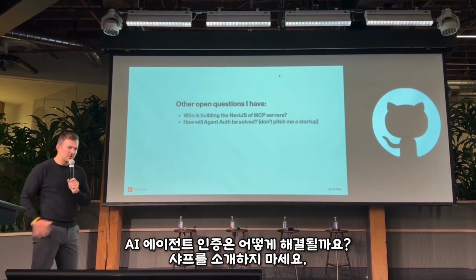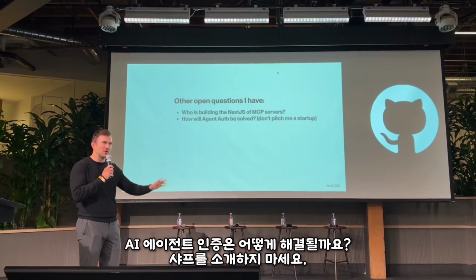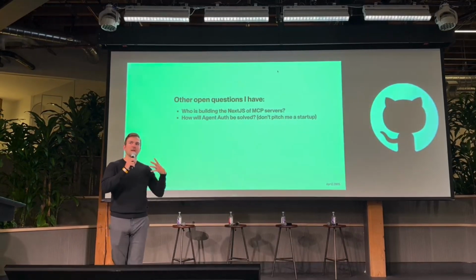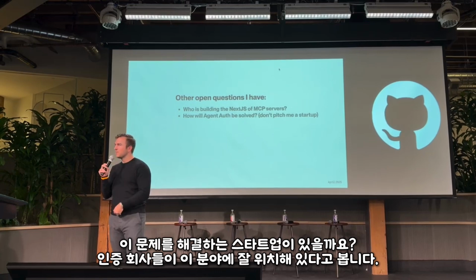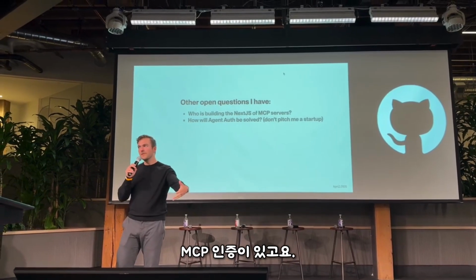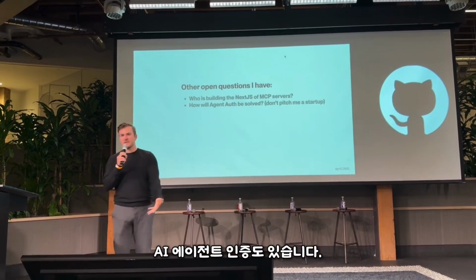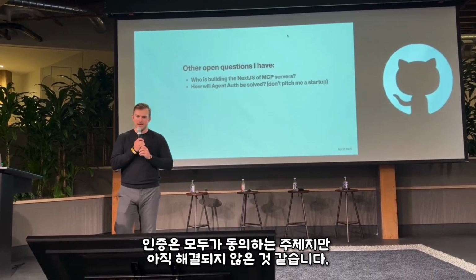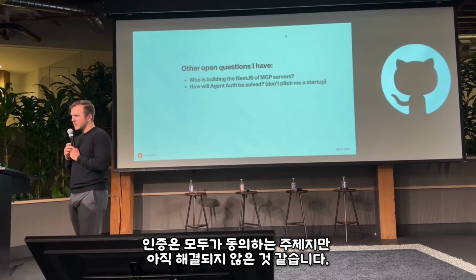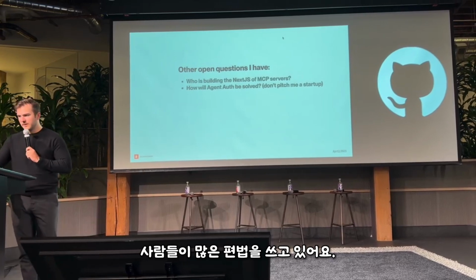Okay, how will AI agent auth be solved? Please don't pitch me, startup. I actually am very curious, is it a startup that's solving this? I kind of believe that authentication companies are well positioned here, but MCP auth is a thing. AI agent auth is a thing. It feels like authentication is a topic that we all agree upon, but it really does feel like it's still unsolved. There's a lot of hacks that people are doing.